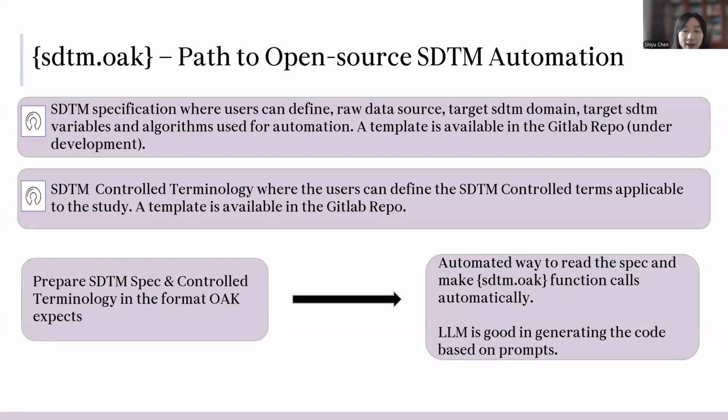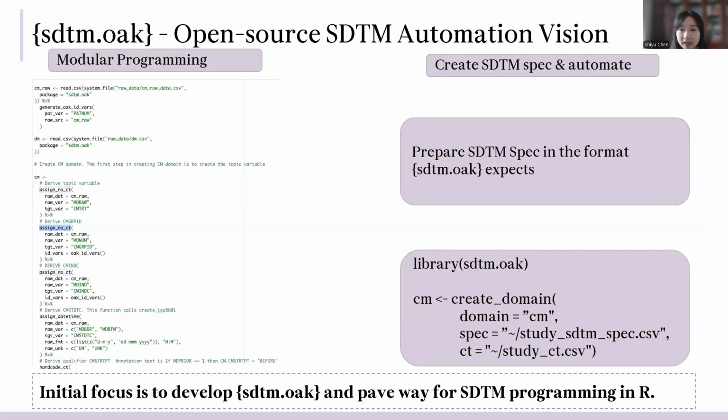Our next step is a path towards full SDTM automation. So we will prepare a standard SDTM specifications template where users can define the raw data source, target SDTM domain, target SDTM variables, and the algorithms that they want to use for automation. And we will make our package able to read and process the specs and call the corresponding mapping functions automatically. We would also like to consider the possibility of using LLMs in our development to auto-generate our code based on prompts. In the future, it might look like this.